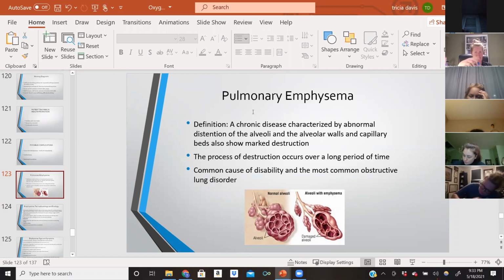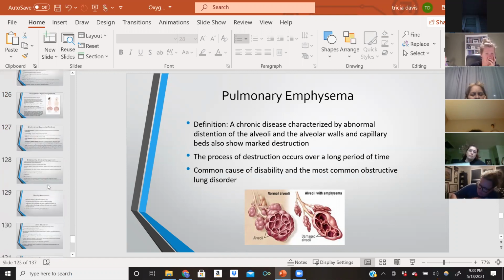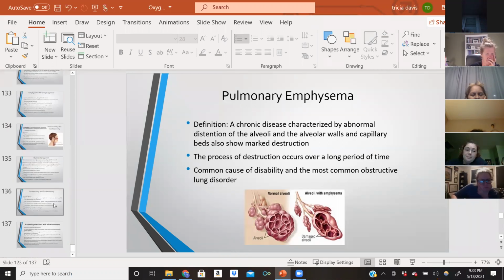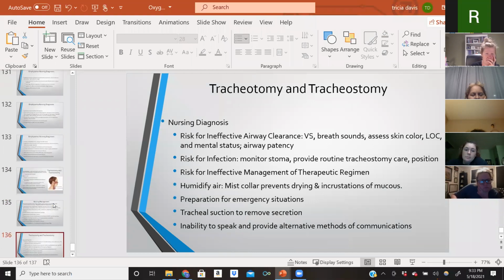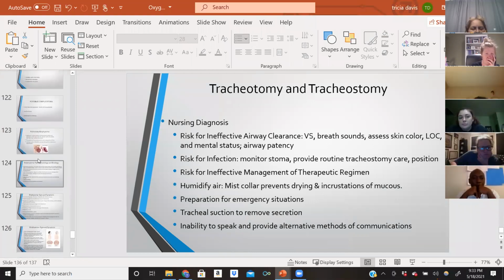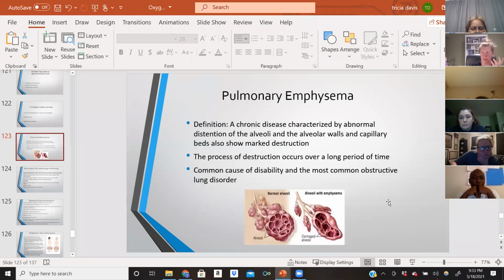So now we have pulmonary emphysema. Let's see. So we're almost done. We're on slide 123. Let me see. We only have emphysema and tracheostomy. We only have to go to 137. We're on 123, and then we're done.